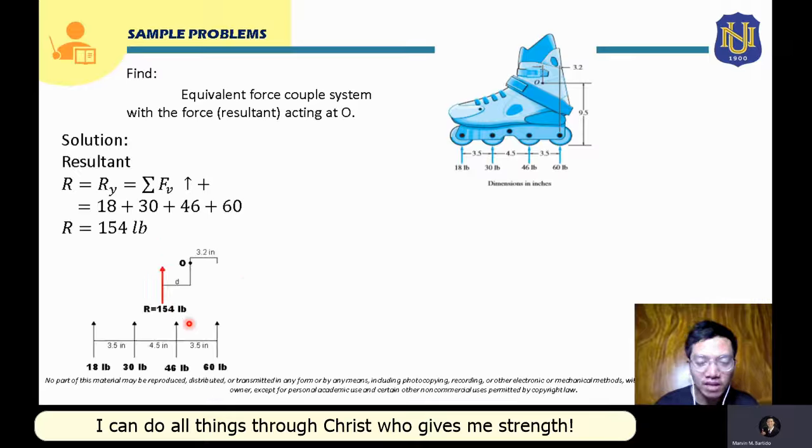Now, we can say that our resultant is 154 pounds, and we will assume that it is located somewhere here. We need to transfer this resultant R, as mentioned in the problem, to point O. It has to act at point O. So there will be a distance D if we transfer this resultant R to point O. To solve for this distance D, we can use Varignon's theorem.